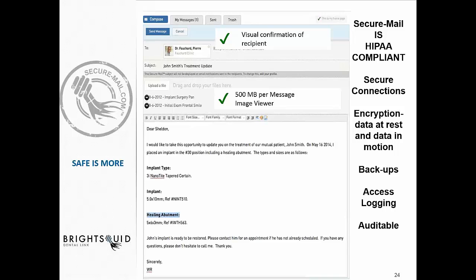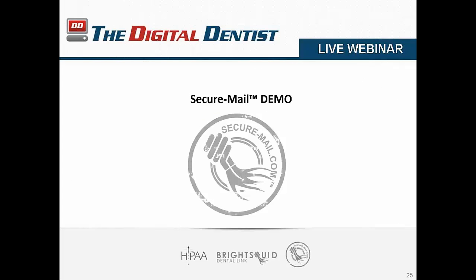So I'm going to now do a demo of secure mail, and I'll just take a few minutes. It's not a long demo because, as you'd expect, it looks and feels a lot like you would expect email to feel like. Just while I'm setting up for this, Dr. Lavine, I'm wondering if there's any questions that we should be answering.